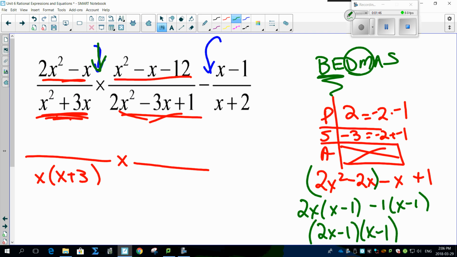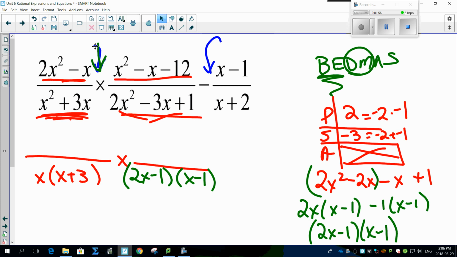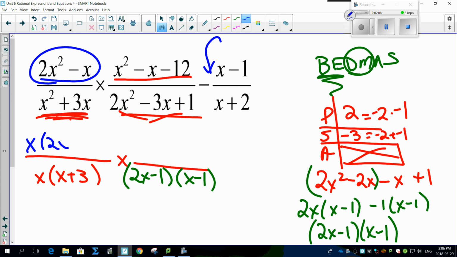Beautiful. Okay, so we have a 2x minus 1 here and an x minus 1 there. Perfect. Okay, now let's look at the top. This top part here, and let me clean it up so we don't make any kind of errors whatsoever. Look what you got up top here. You can take out an x. If you take out an x, you're left with 2x minus 1. Aha.